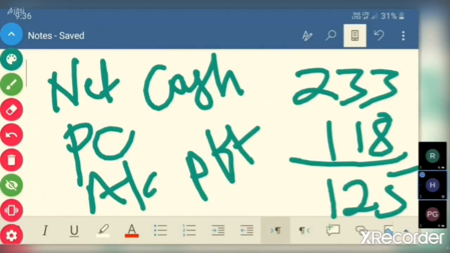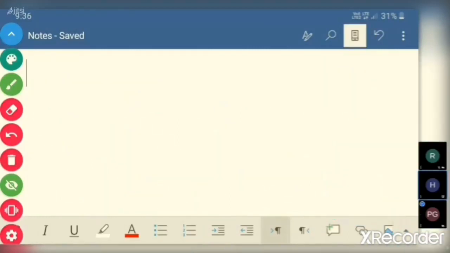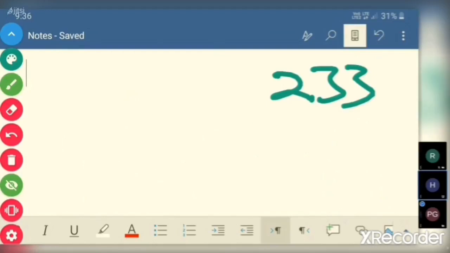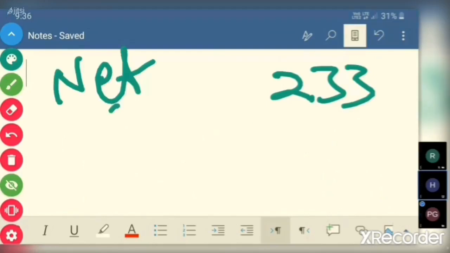Accounting profit that is left is 125. 125 or 115? 115. 115. So 233. But sir, in this case, government will be at a loss. Take a minute. First we'll finish off this example. Okay. Now net cash available is 233.